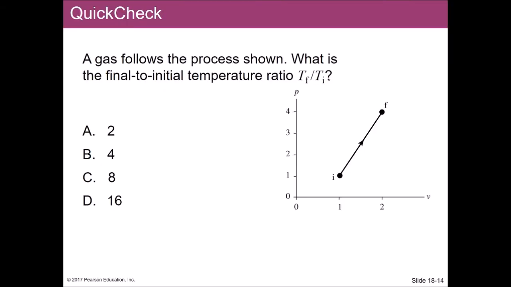Okay, a gas follows the process shown. What's the final to initial temperature? All right, so the answer here is C. For this process, it's not really one we've identified, but we can use our ideal gas law relationships. When we deal with something on a PV diagram, one thing to remember is that this is always under the assumption that the amount of gas doesn't change. It's very difficult to display how that would look on a two-dimensional PV diagram.